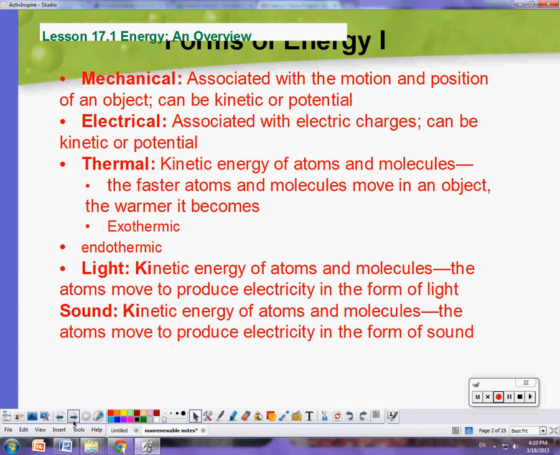Yes, nice vocab words. You need these for the lab. If you're doing these before we do the energy transfer lab, you will thank me later. It'll be a whole lot easier.